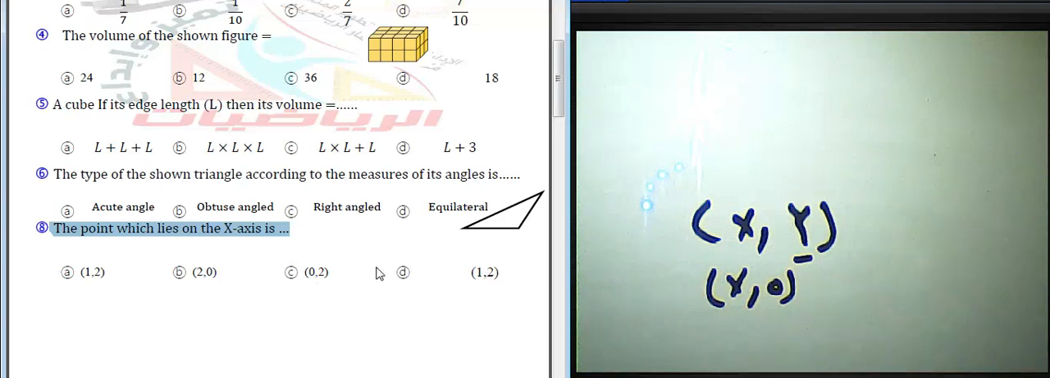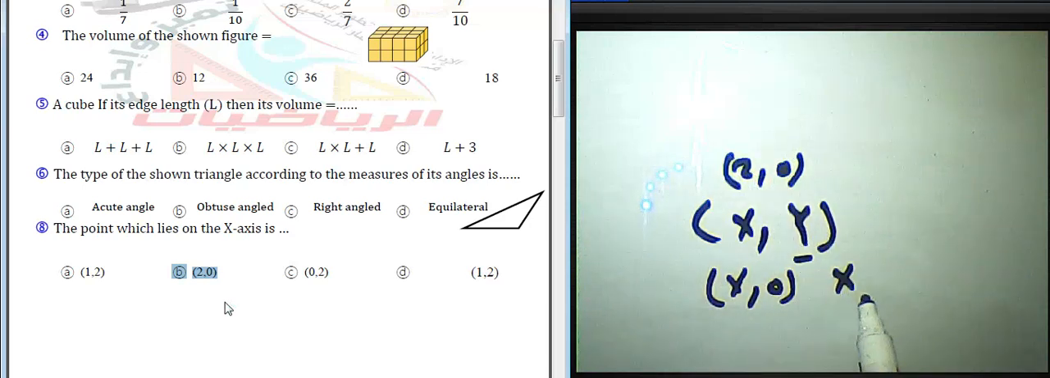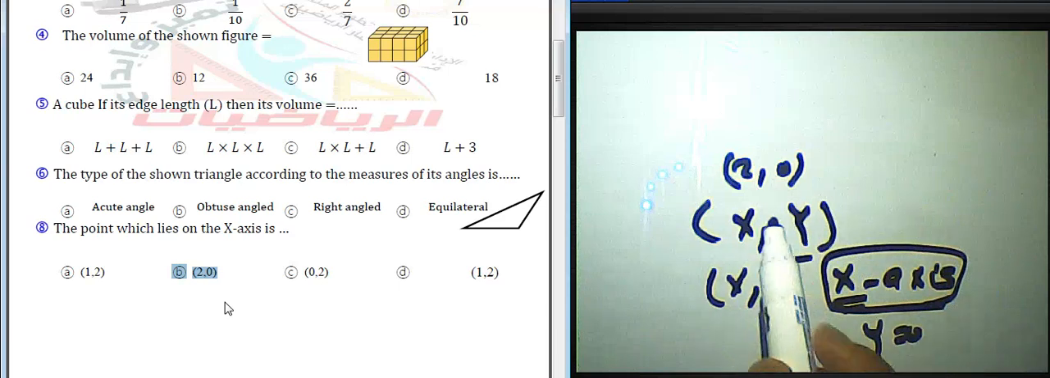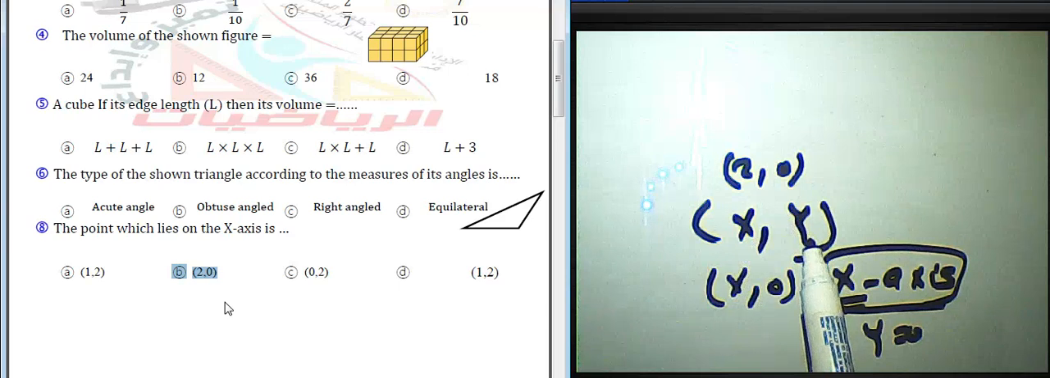Look at the choices here. We have 1 and 2, it's false, so we must choose 2 and 0. 2 and 0 lies on the x-axis. Why? Because y equals 0 in this coordinate. In any ordered pair, the first coordinate equals x and the second coordinate equals y. And he told us the point lies on the x-axis. It means y equals 0. Then you must choose 2 and 0, letter B.